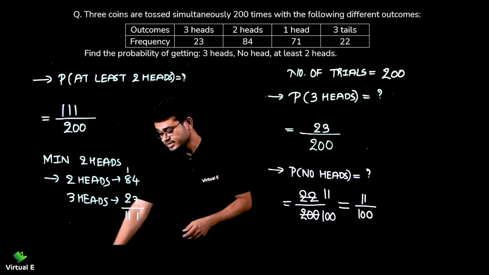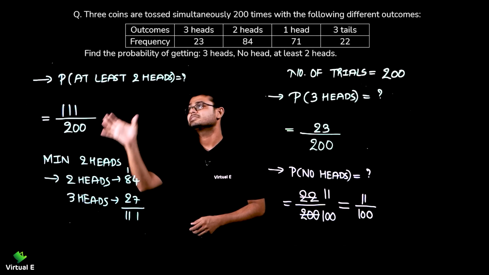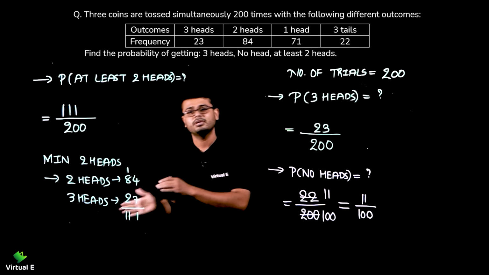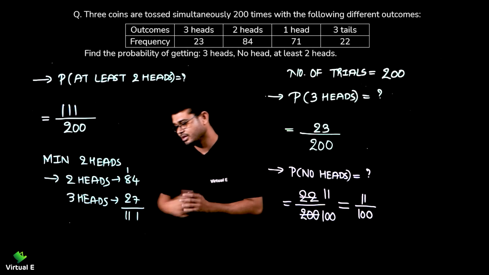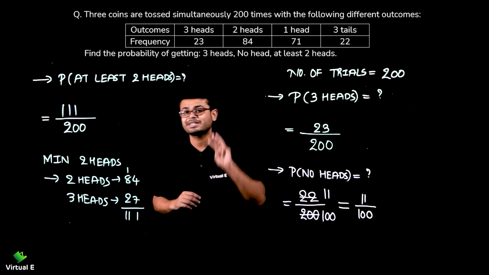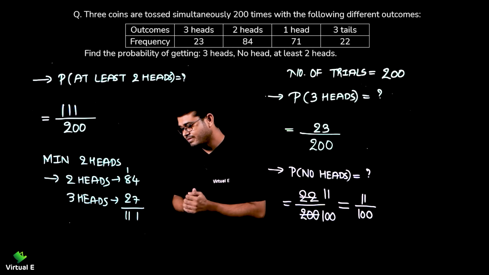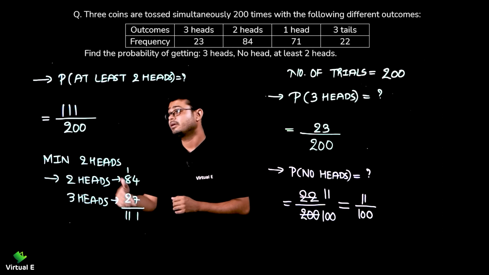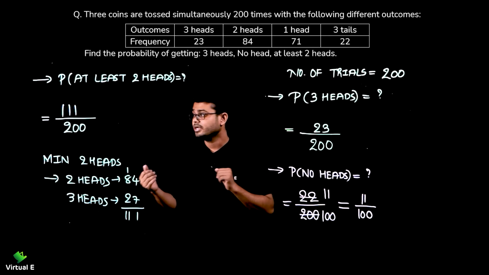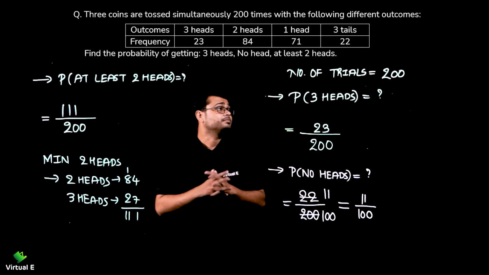Remember the logic behind this question. This is very important. It's all in the meaning of at least. At least means minimum 2 heads. 2 heads are accepted. Maximum depends on the conditions given over here: we can have only 3 heads, not 4 heads, because we are tossing how many coins maximum? 3. So 2 heads, 84; 3 heads, 27. If you add up, you get 111. Total number of trials remains the same, 200. So 111 by 200.